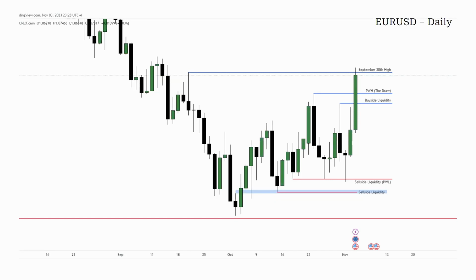Let's move on to Euro USD daily, right? So at the moment, this is what it looks like. Market just opened at the moment here. But as of right now, it's traded through the September 20th high, right? And it traded through the bodies of these candles here. So, like I said, after this massive move higher, I'm looking for either consolidation or retracement, right?